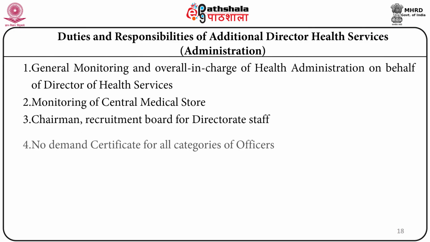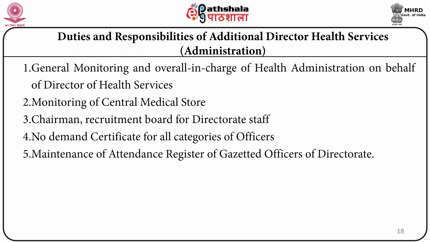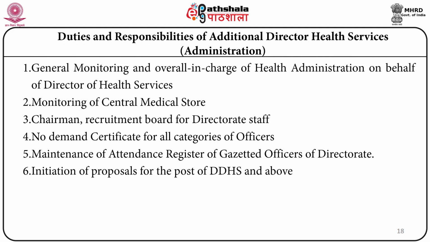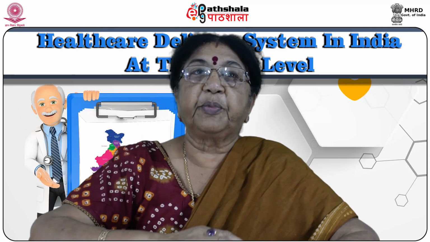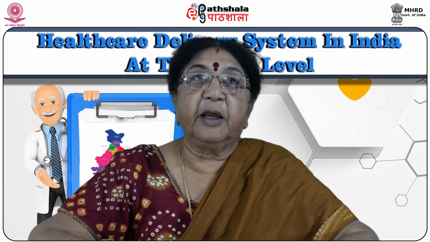Now, roughly, what are the duties and responsibilities of the additional director of health services for administration? He has to see to the general monitoring and overall charge of health administration on behalf of the director of health services, monitoring of the central medical store, from where the drugs have to go out, and the chairmanship of the recruitment board for directorate staff, because you need staff, so you need to recruit them. There is a no demand certificate for all categories of officers, maintenance of attendance registers of gazetted officers of the directorate, and initiation of proposals for the post of DDHS and above.